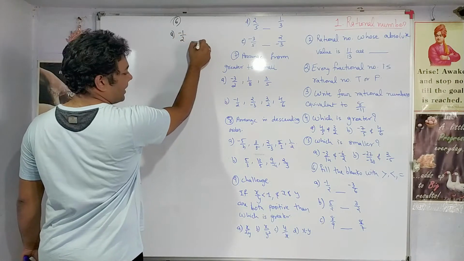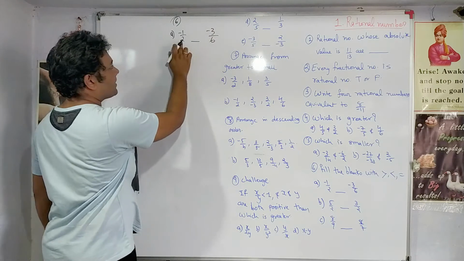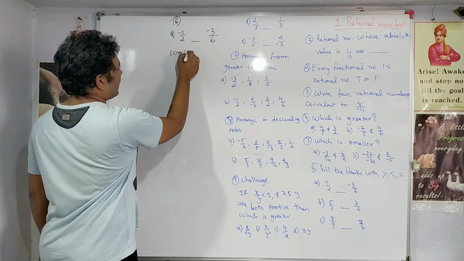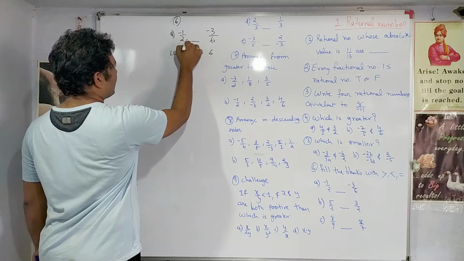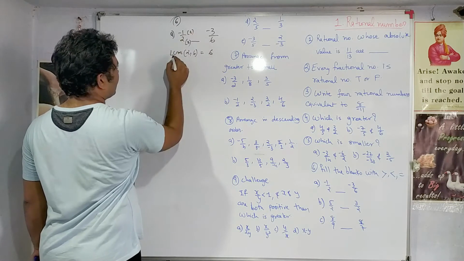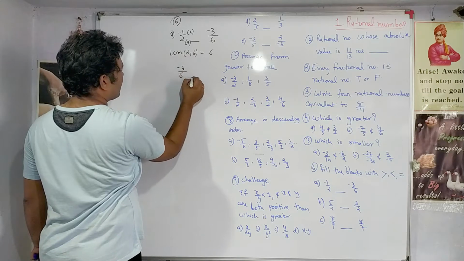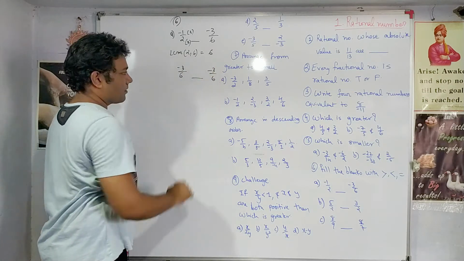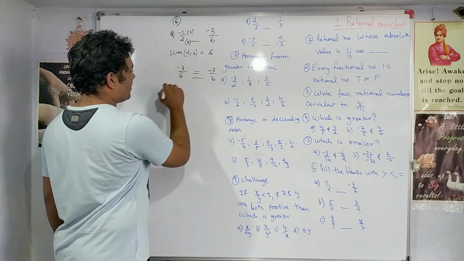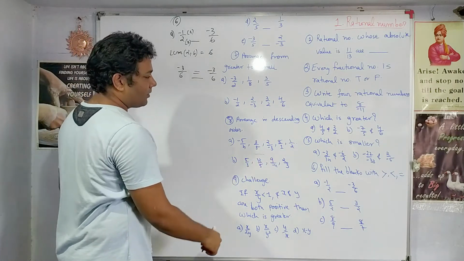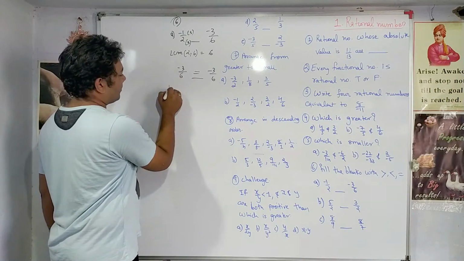Minus 1 by 2 and minus 3 by 6. What is the LCM of 2 and 6? The LCM of 2 and 6 is 6. So here we will have to multiply with 3. So this will become minus 3 upon 6 and minus 3 upon 6. Are they both equal, right? So the answer is they are equal. So the blank will be the equal to sign.